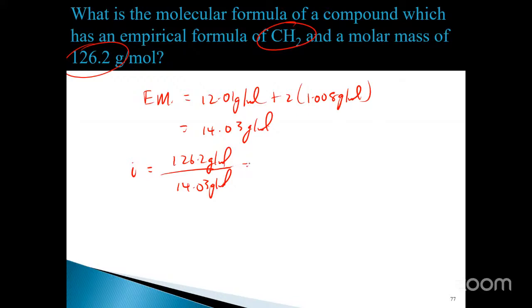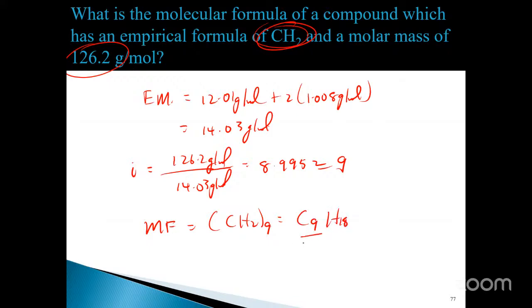Oh, wait a minute. Did I do something wrong? Okay, no. Okay, so 126.2 divided by 14.03. And according to my calculation, this works out to be equal to 8.995, which is approximately 9, right? So therefore, the molecular formula would be equal to the empirical formula, which is CH2, multiplied by 9. So that works out to be C9H18. And that's how you get the molecular formula from the empirical formula. And that's how that is done, right?